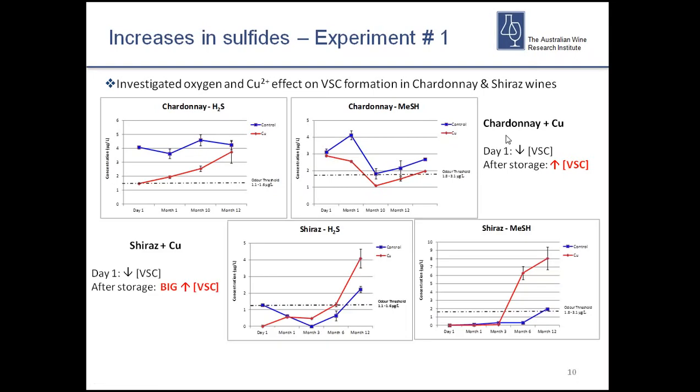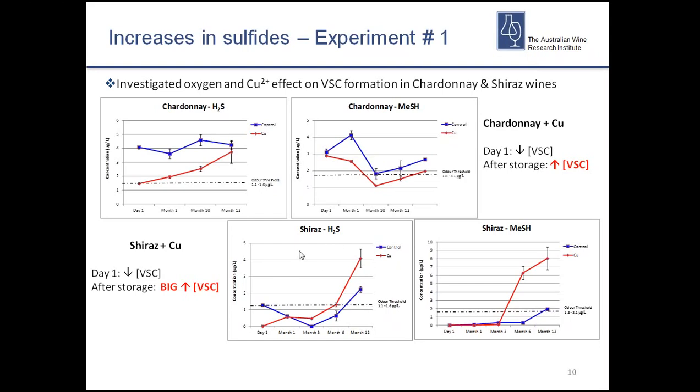So let's have a look at what happened in the Shiraz samples. Once again, we have our hydrogen sulfide measured in the Shiraz samples on the left, and our methane thiol measured in our Shiraz samples on our right. And we have our control samples shown by the blue trace, and the samples treated with copper shown in the red trace, and the aroma threshold shown by the dashed line in both the graphs.